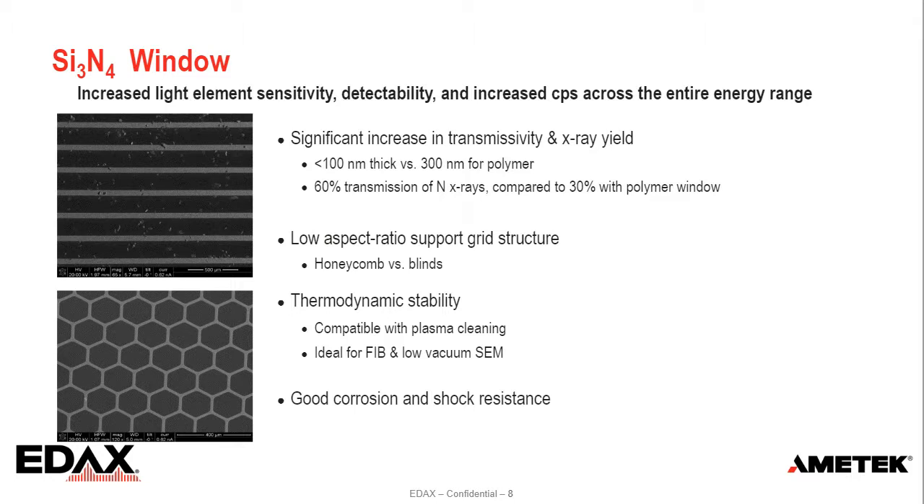An advantage of the ceramic window is the increase of light element transmissivity due to the thickness of the material, which is below 100 nanometers. Thus, the transmission of nitrogen rises to 60% compared to the polymer window with 30% transmission. The thermodynamic stability of the ultra-thin window is affected in compatibility with plasma cleaning for using FIB and in low vacuum mode. The physical properties are also an advantage for using the ceramic window.